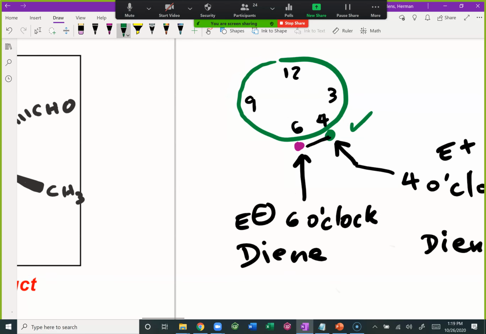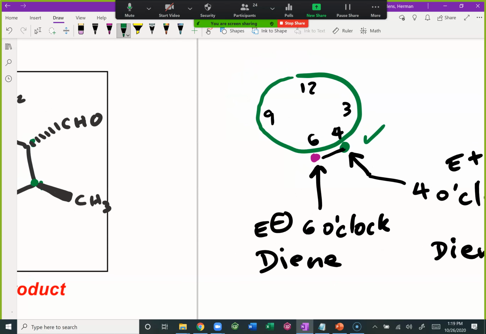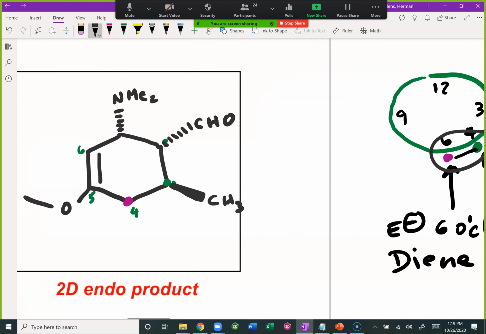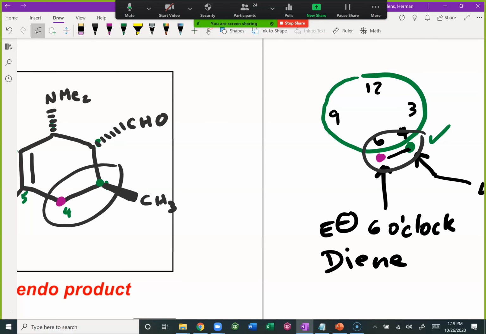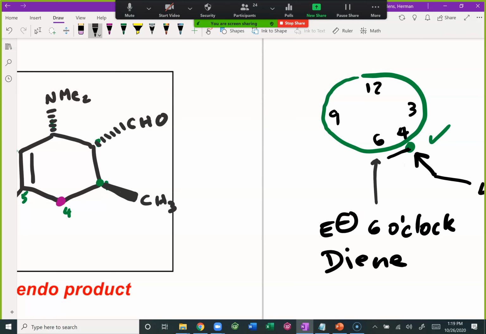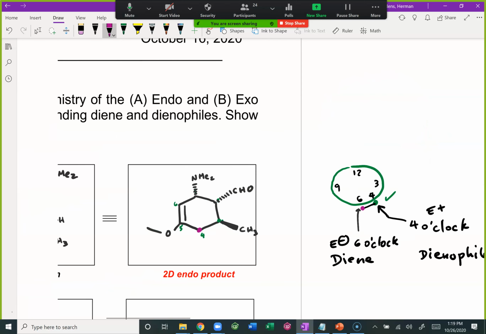So basically, I'm looking at this when compared to here. When I refer to 6 p.m. or 6 o'clock and 4 o'clock, that's what I mean. All right. Okay, any questions up to this point?